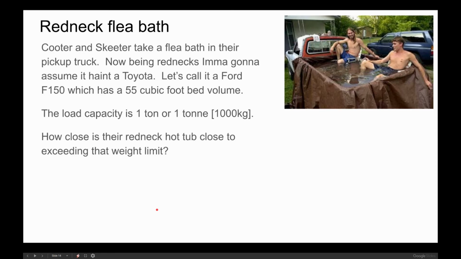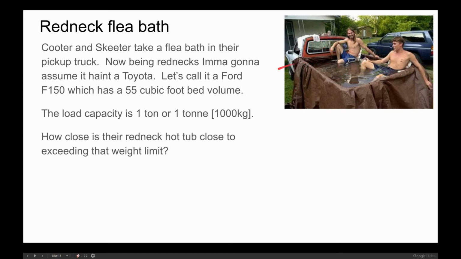Now, we can't all do everything in Disco Land. Cooter and Skeeter here, they're going to take a flea bath in their pickup truck. Now being rednecks, I'm going to assume it ain't a Toyota. It's some ancient kind of thing here. So we'll just call it a Ford. Good old American Ford F-150, though. It seems a tad on the small side.